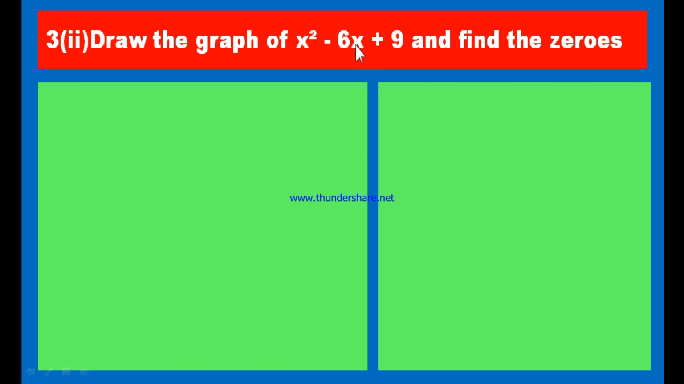What is the variable here? Good. Variable is x. And what is the highest exponent of the variable? Here the exponent of x is 2. Here the exponent of x is 1. And here exponent of x is 0. Therefore the highest exponent is 2. Therefore, this is called quadratic polynomial.